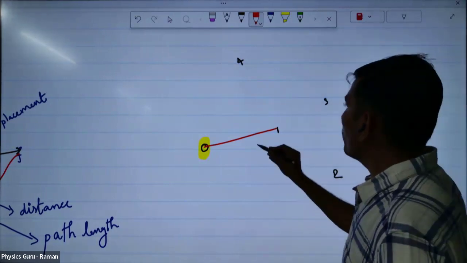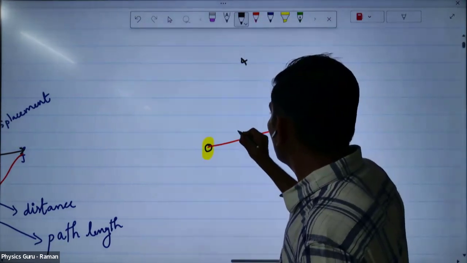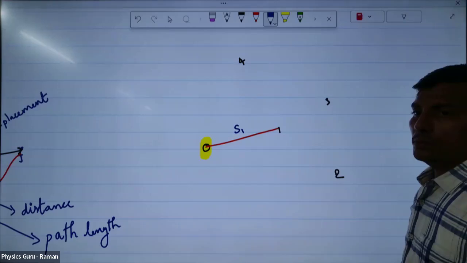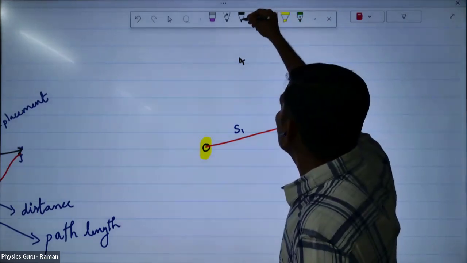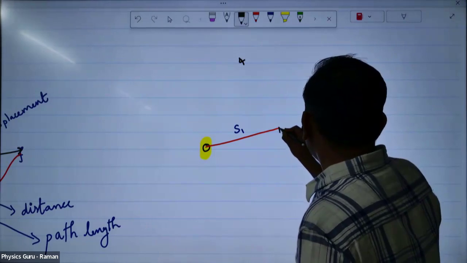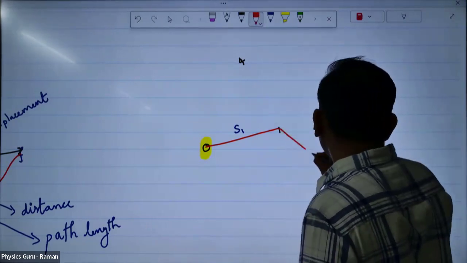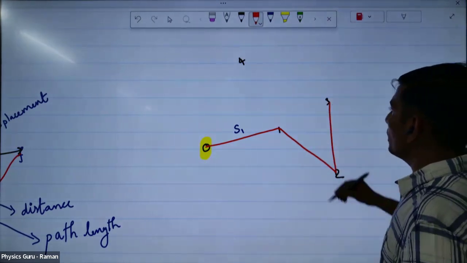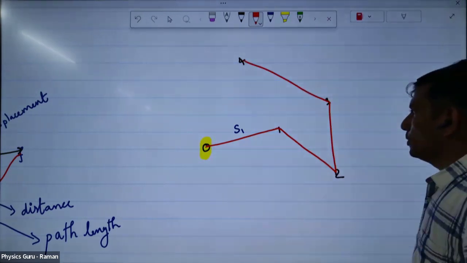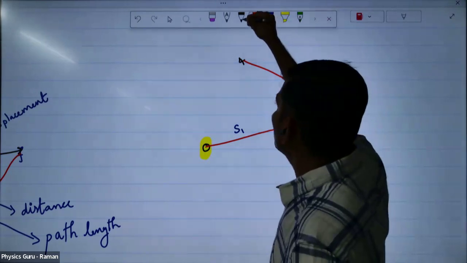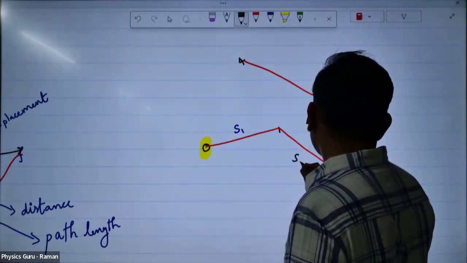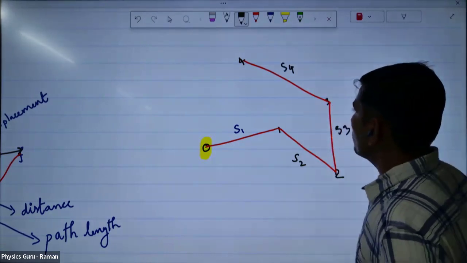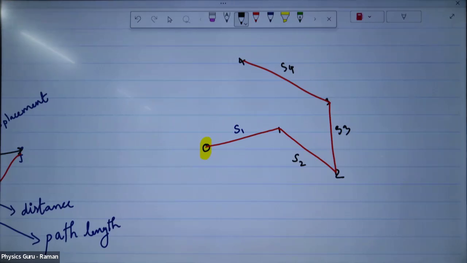What do we call this displacement? Displacement number 1. So let's call it displacement 1. Then this starts from here and it goes to the second. Displacement 2, displacement 3, and displacement 4. There are 4 displacements now: displacement 1, displacement 2, displacement 3, and displacement 4. Am I right?